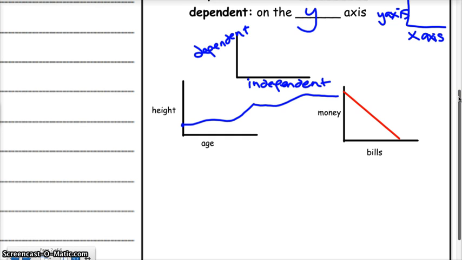Money and bills. What do you think is the independent variable? Which one's the independent variable, money or bills? Bills. Bills are going to come no matter how much money you have. They are the independent. Our money is dependent on the bills that we have and the job that we have too. Okay? So let's say, look at all this money. If I have no bills, look at how much money I have. Woo! I'm having a good time. I got all this money. I'm like, who wants to go shopping? Because I got lots of money and no bills.